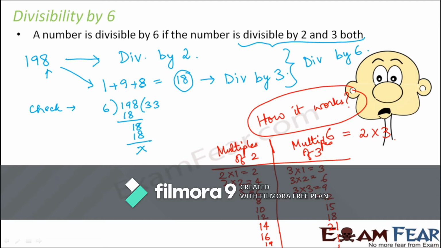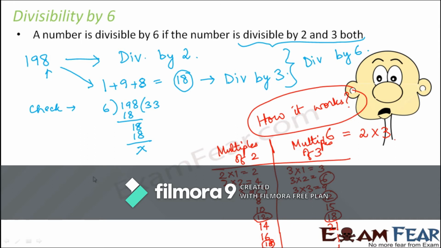Now if you try to compare the multiples of 2 and 3, you see that there are certain multiples which are common to both 2 and 3. For example, 6. 6 is the first common multiple between 2 and 3. The next common multiple is 12. The next common multiple is 18, and so on.